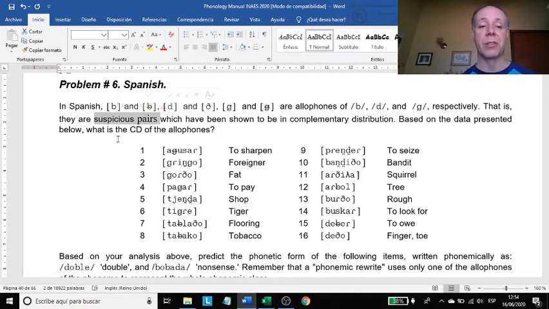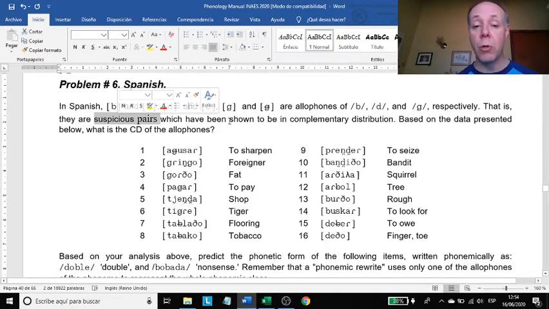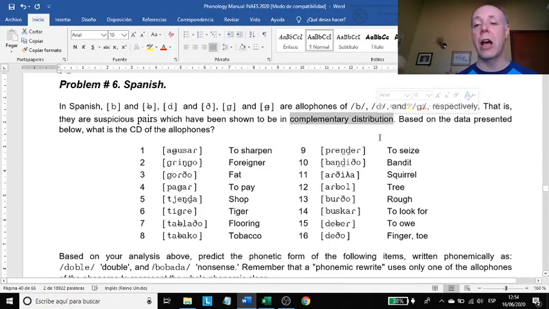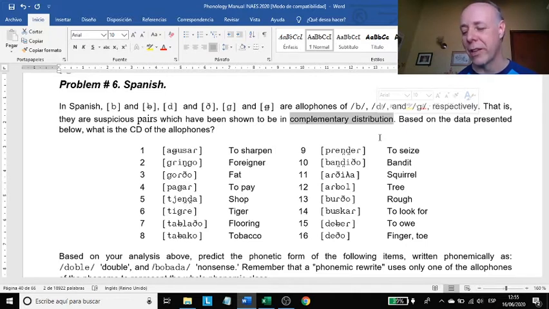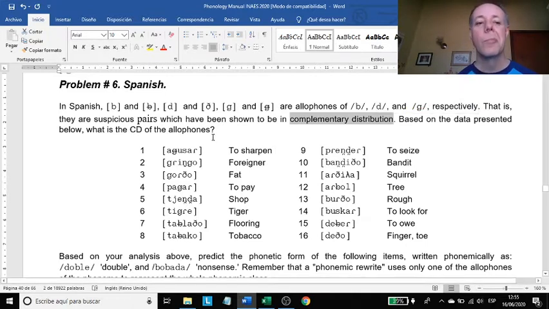That means suspicious pairs. Which has been shown to be in complementary distribution. If they are in complementary distribution, they are allophones. Okay? What is left then? We don't need to decide if they are phonemes or allophones. We know that they are allophones already. What is left? What is the complementary distribution of the allophone? State the distribution. Write the rule. That's what it means. Okay?